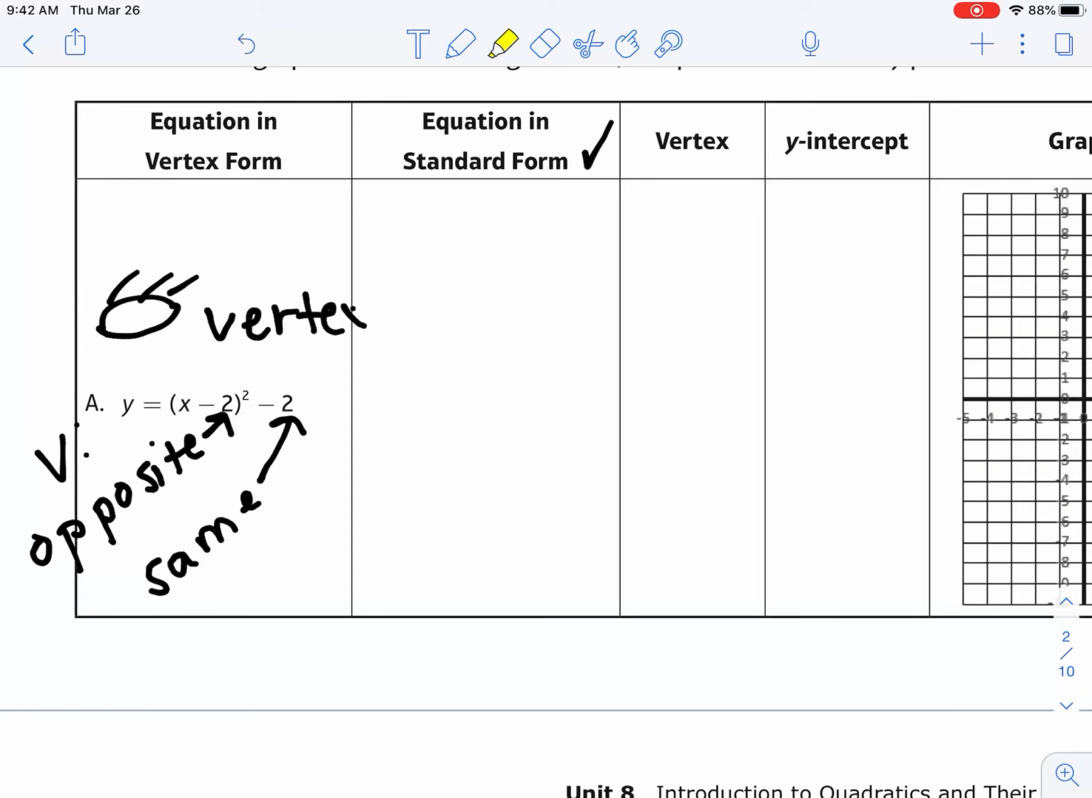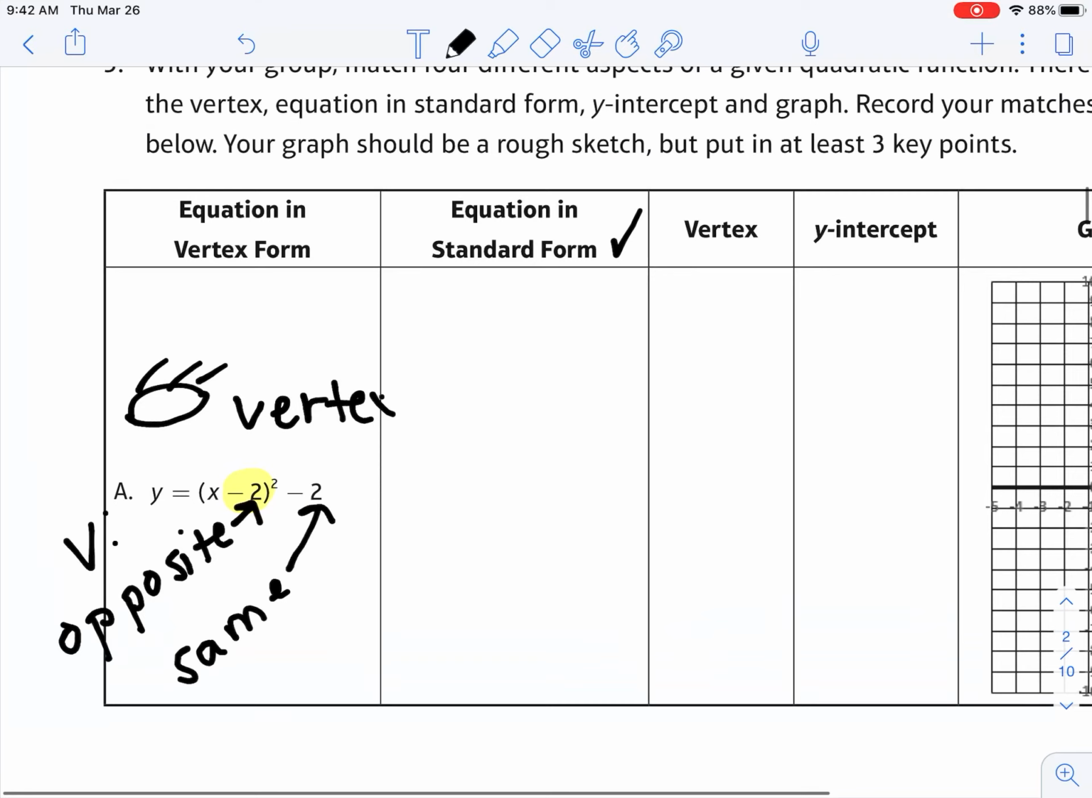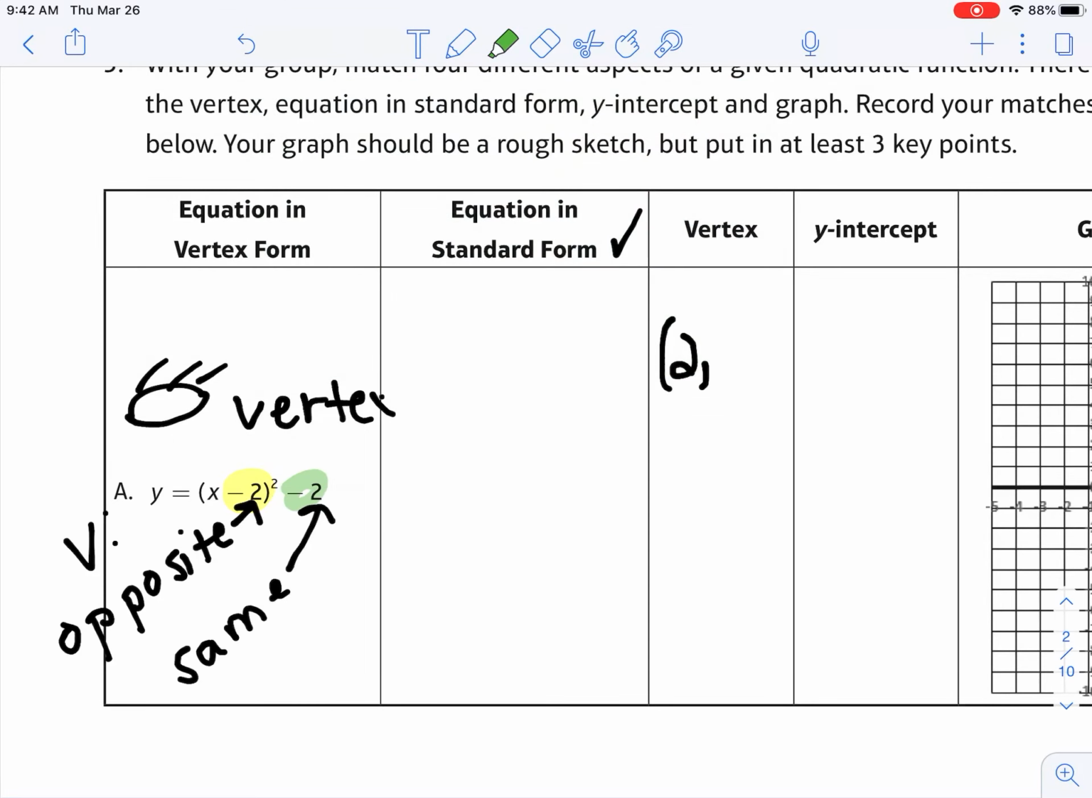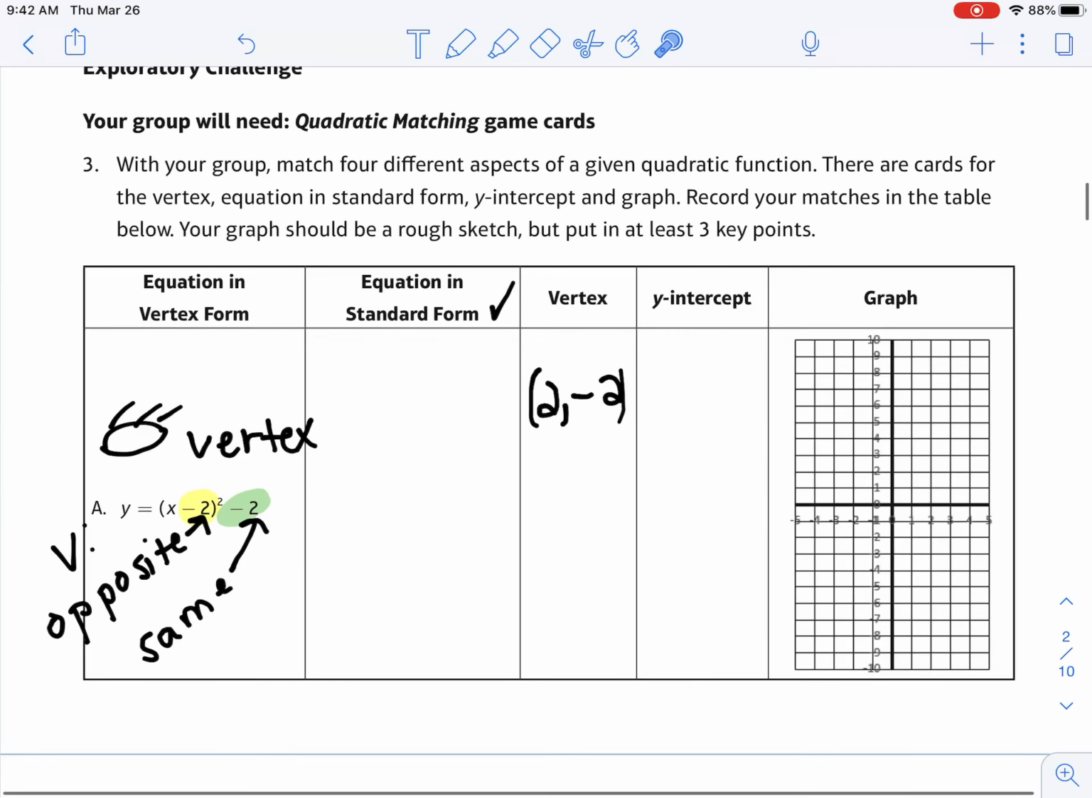So over here, the opposite of a negative 2 is a positive 2. And the k value will stay the same. The negative 2 represents your k, h comma k. So that's going to stay a negative 2. This says that my graph will shift right 2 and then go down 2 from the origin.